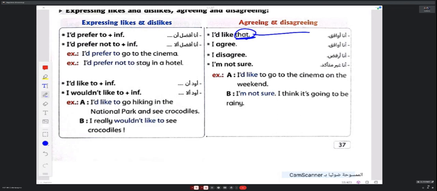And that clause, so we have subject plus verb plus object. We are not obliged to use a specific tense here, according to the context. I agree. I disagree. I'm not sure. I would like to go to the cinema on the weekend. I am not sure. I think it's going to be rainy.